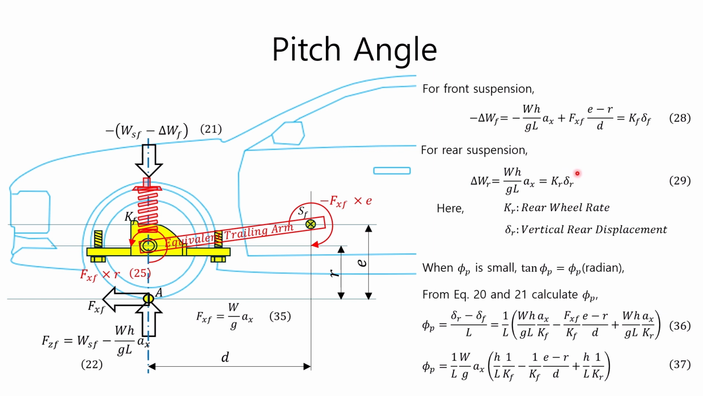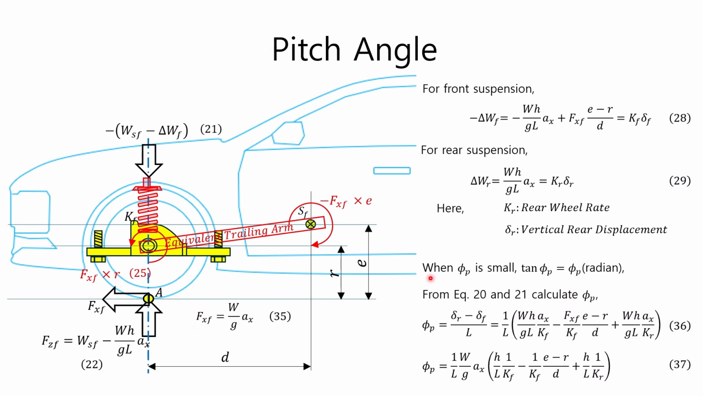Regarding the rear suspension, the rear spring displacement could also be calculated from equation 29, using the previously calculated vertical dynamic load in rear spring, delta WR. In equation 29, KR represents the rear wheel rate, and delta R represents the vertical spring displacement, measured along a vertical line passing through the rear wheel center. Meanwhile, since the front-wheel driving force FXF is equal to the vehicle mass multiplied by the acceleration AX, it can be expressed as in equation 35.